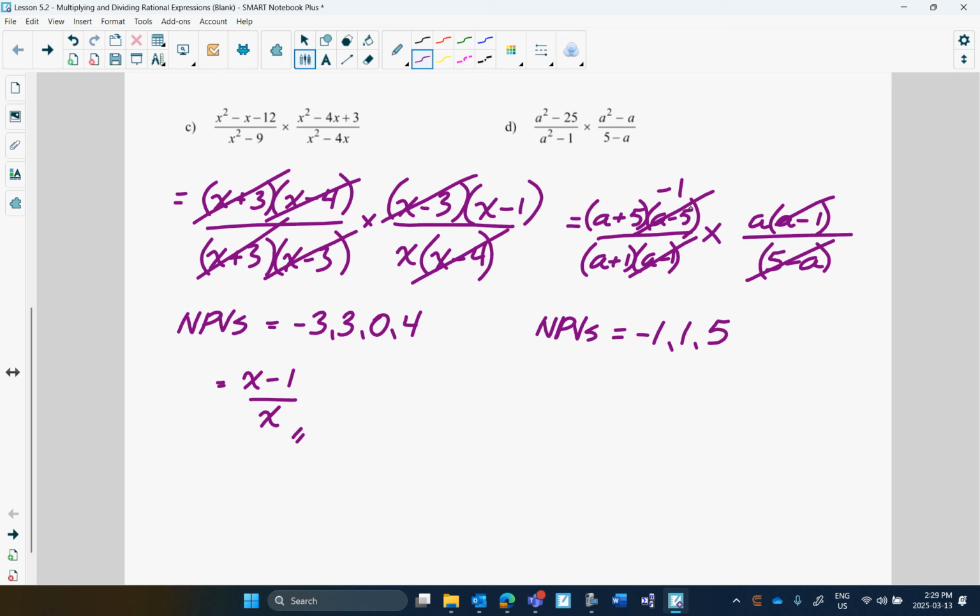Looks like that's as far as I can go. So I've got a plus 5 in parentheses times -1 times a, which is the same as -1 times a, which is -a, times a plus 5. And on the bottom, I've got a plus 1.